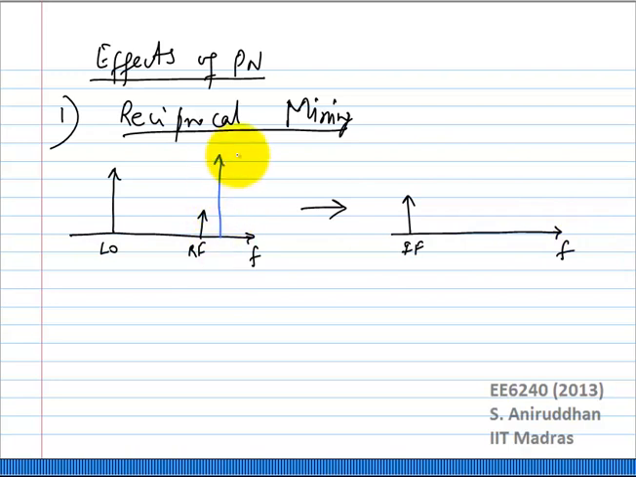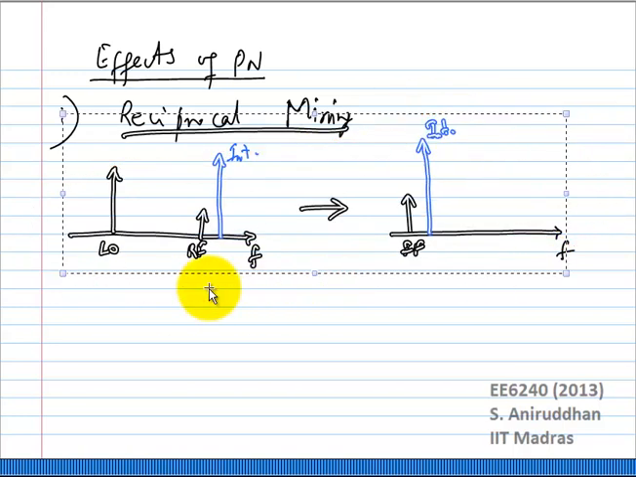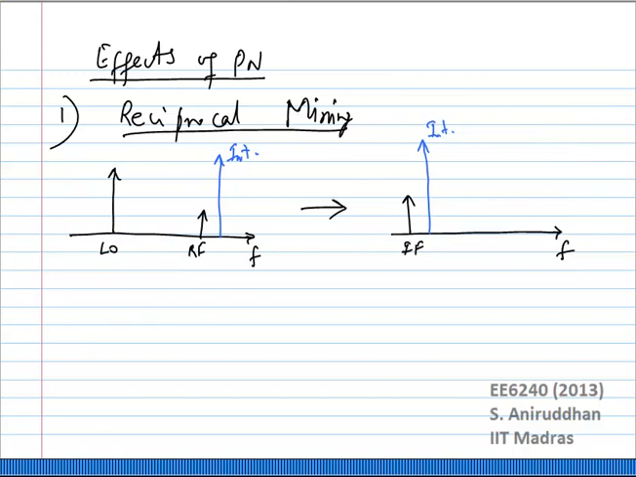Let's say I have a large interferer here. This is some large interferer. What happens when I add the interferer? The interferer will also get translated down. Correct? This is what would happen in any normal transceiver. Now, I'm just going to make a copy of this thing.